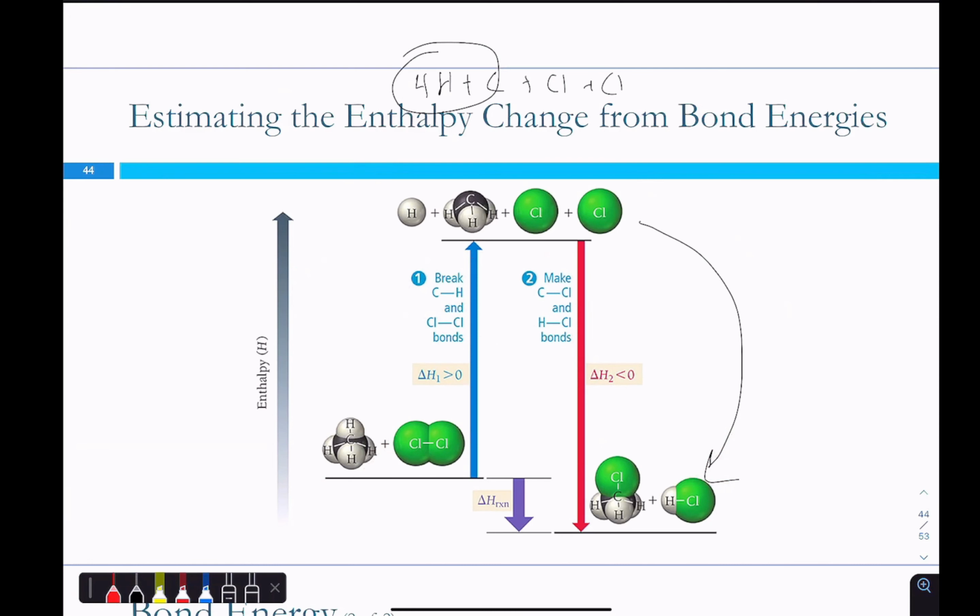So I think the safest bet when you're doing these problems is to break all of the bonds in your reactants, count all those energies, and then reform all of the bonds for making your products. And if there's anything extra in there, it'll just be a little bit of extra work, but it'll ensure that you don't miss anything.